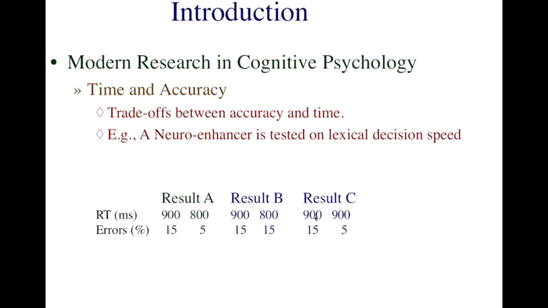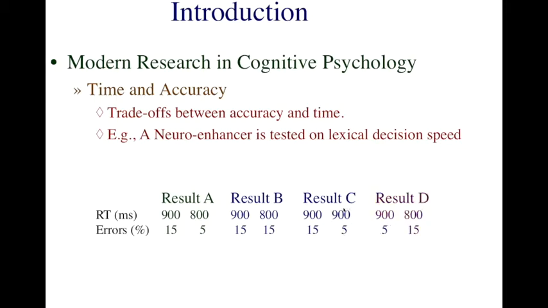This result is a little trickier because you can see there's no difference in the reaction time between the neuroenhanced group and the control group. However, if we look, we can see that the neuroenhanced group has a very low error rate, whereas the control group has a much higher error rate. So we can actually argue here that the neuroenhanced group is performing better than the control group, because even though the reaction times are the same, in that time interval, they're able to make much more accurate discriminations.